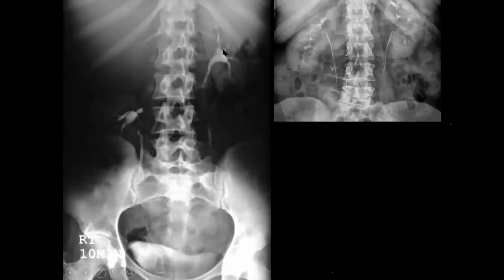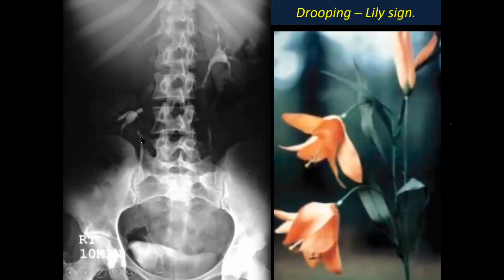It is important to carefully look at the location and the axis of the pelvicalyceal system. This is the normal kidney, normal pelvicalyceal system on the left side, but here it is completely depressed, and this is what you call the drooping lily sign because of the double moiety ureter. The non-functioning double moiety ureter is causing extensive compression on the lower moiety which is functioning. So this drooping lily sign is an important observation once you see this kind of appearance.